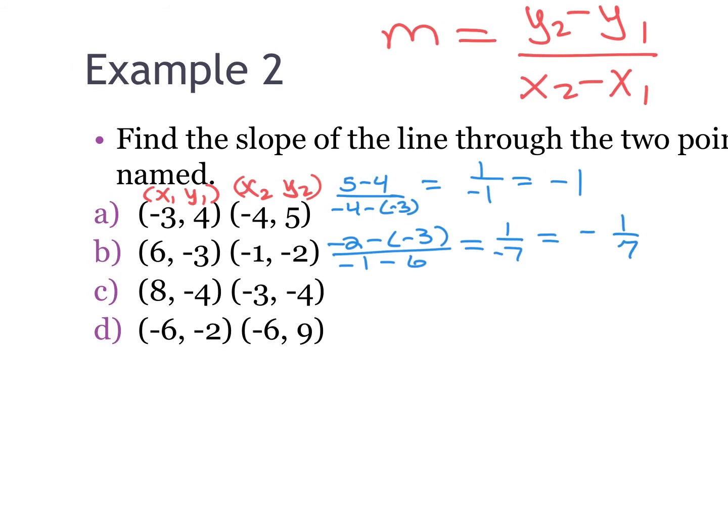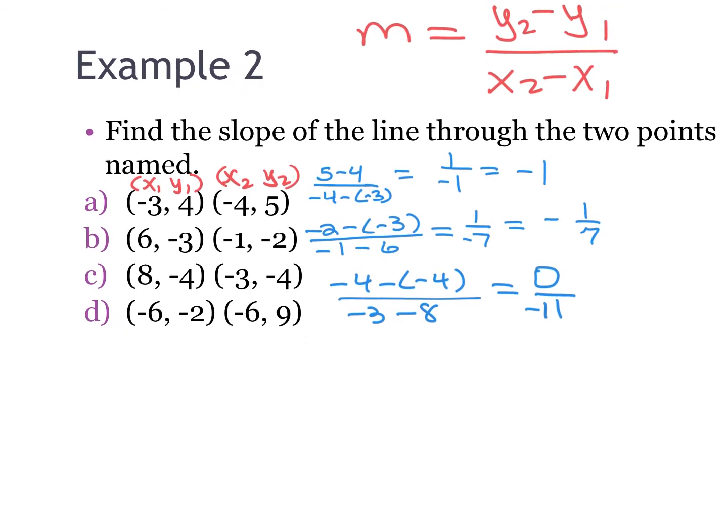Next one, same thing. Negative 4 minus negative 4, and then negative 3 minus 8. Top, key flip change it. We end up with a 0 on the top and then a number on the bottom. Remember, when the 0 is on the top of the fraction, this is going to simplify to 0.